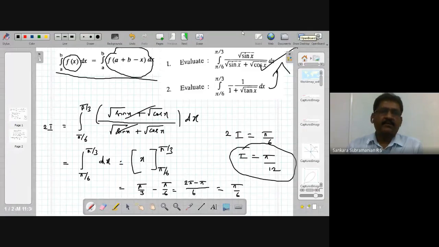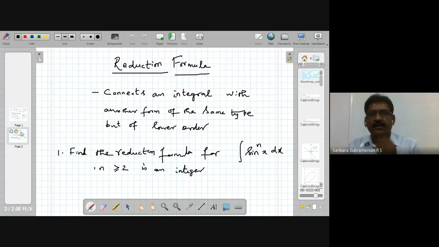Got it? So we have a lot of problems there, and you have to go for revision. Probably tomorrow, if you choose some problems for revision and post them online, we can go for an online discussion. Now today's second part will be a discussion of a new concept called the reduction formula.